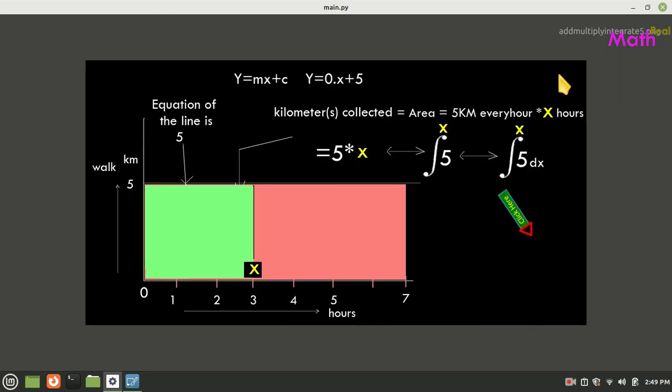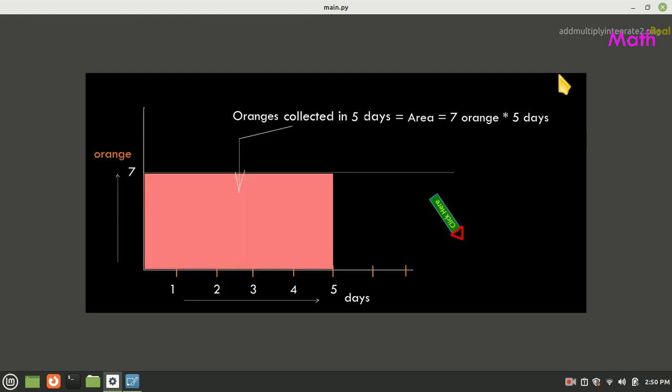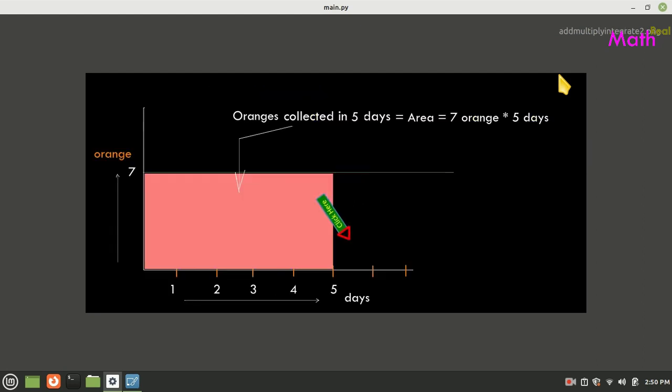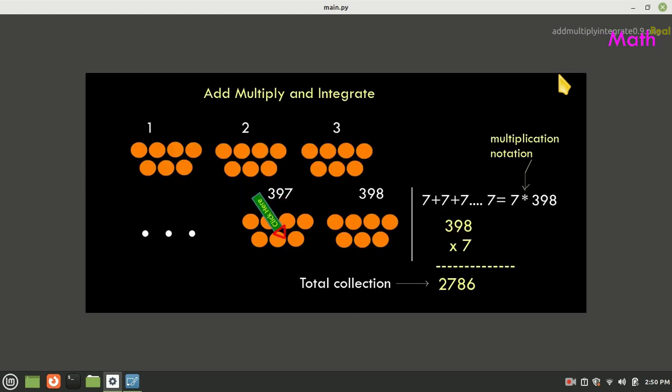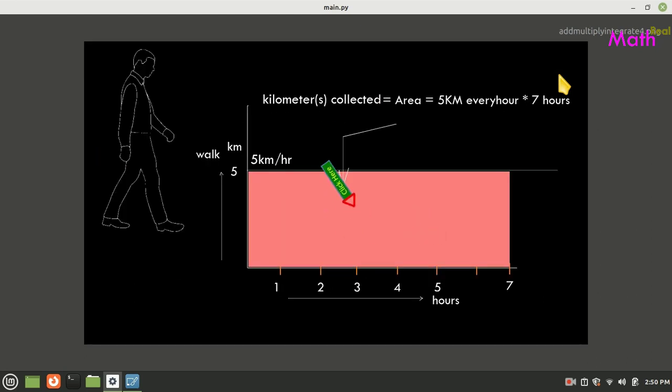So why are we concentrating so much on integration? Because this multiplication won't work nicely in every case. Here it is very good: what we saw, 398 into 7, is a pure rectangle. It is not required to be a flat line, meaning I am getting 7 oranges regularly, or walking 5 kilometers regularly in an hour. Speed would go up and down, and at that point this multiplication would not work. I have to go for this area approach.